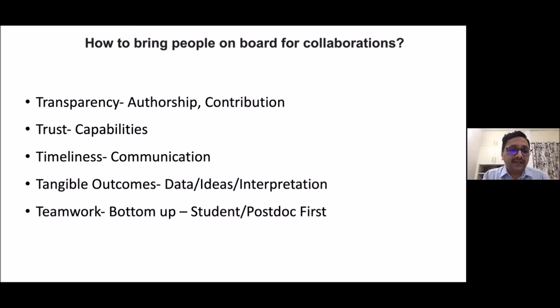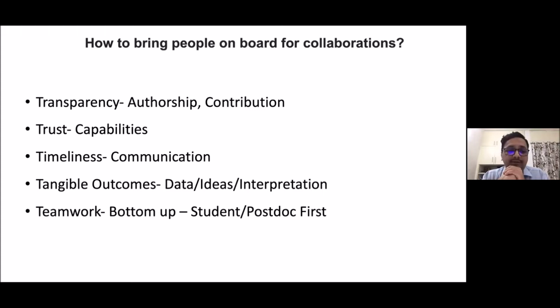whether it's just exchange of ideas or interpretation of data. And finally, the most important thing, I feel collaboration is teamwork, and the best collaborations work when they're bottom up. For example, some of the best collaborations that I've had in my career, a very short career as of now, have been when I, as a postdoc, have been talking to different groups, and then it has gone on to the PI and such. So I feel those are the best kind of collaborations, which are bottom up, where students or the postdocs lead the collaboration.